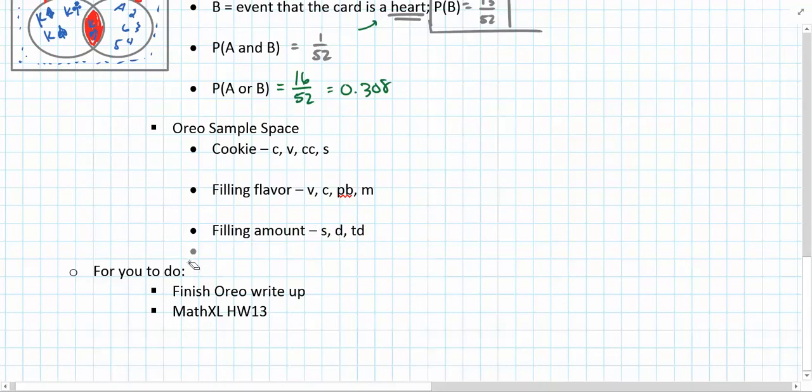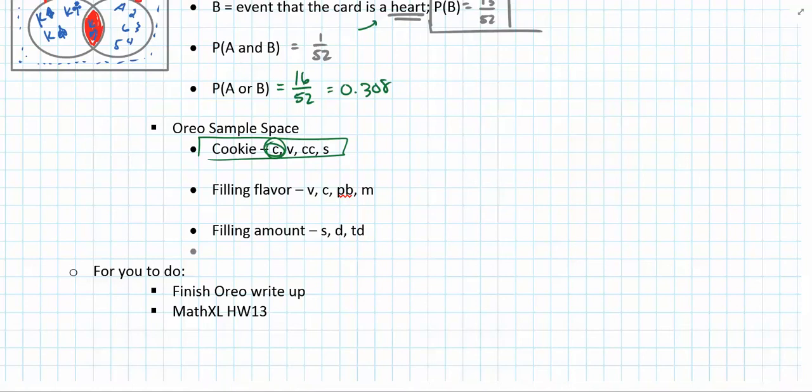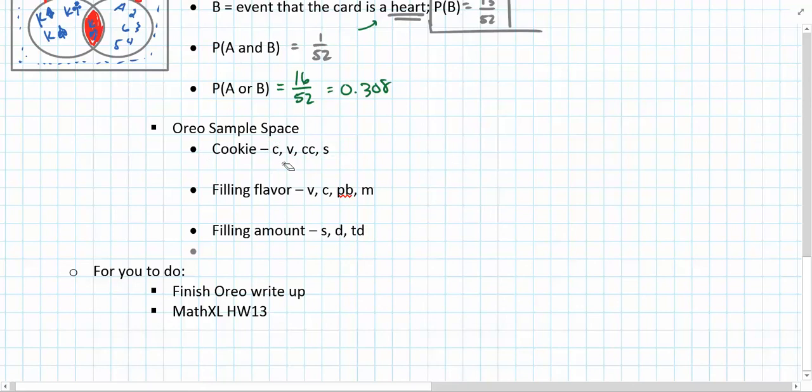And that technique would work too if I wanted to do that with the cookies. Let's say that I just do one example with just the chocolate flavored cookie and then see all the different ways that I can combine vanilla, chocolate, peanut butter, and mint with the different filling amounts, single, double, and the triple double. But again, since I shared this with some people already in class, this is the method that I want to show in this video today.